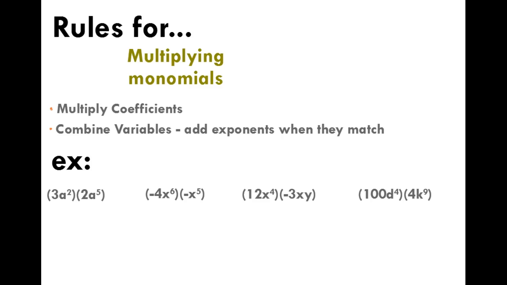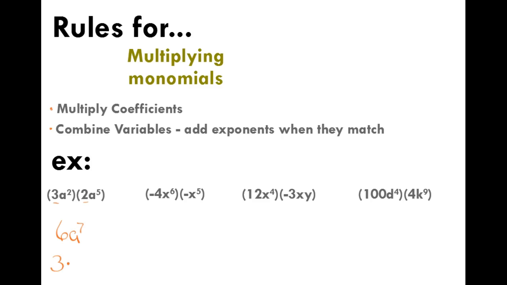So I have 3a squared times 2a to the fifth. So you multiply the coefficients. That's 3 times 2 is 6. And then you combine variables. So there's only a, so we're going to put a there. And then you add up the exponents. So there's 2 a's in the first one, 5 a's in the second one, for a grand total of 7 a's. And the reason that works is I can write this under here.